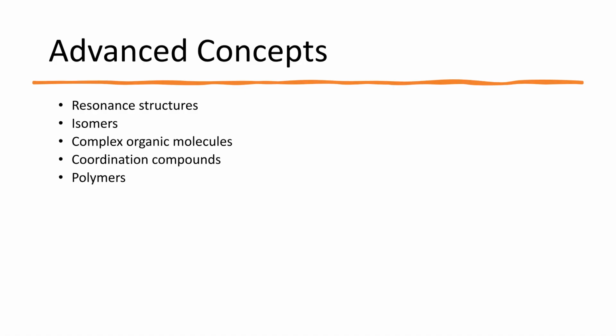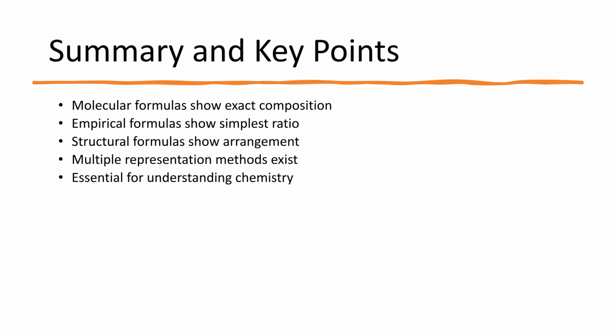Advanced concepts involve resonance structures, isomers, and the study of complex organic molecules, coordination compounds, and polymers. In summary, molecular formulas show exact composition, empirical formulas show the simplest ratio, and structural formulas show atom arrangement. These multiple representation methods are essential for understanding chemistry.